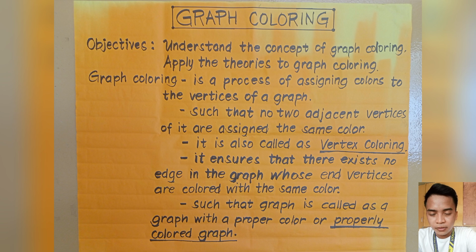So what is graph coloring? Graph coloring is a process of assigning colors to the vertices of the graph, such that no two adjacent vertices of it are assigned the same color. Graph coloring is also called vertex coloring. It ensures that there exists no edge in the graph whose end vertices are colored with the same color. Therefore, such a graph is called a properly colored graph.